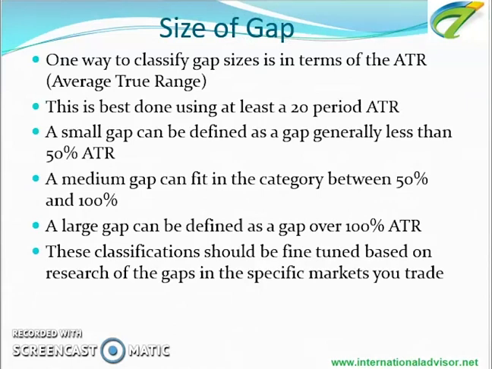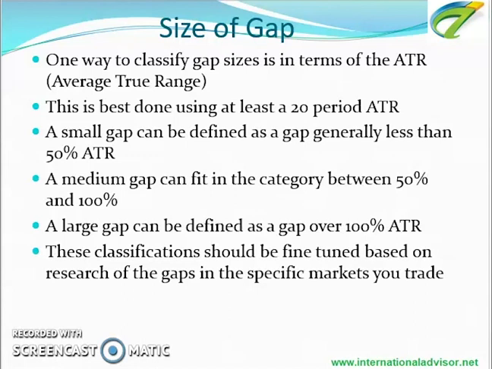Again, one way to classify gap sizes is in terms of the ATR. This is best done using at least a 20 period ATR. Generally it's 14 days. So in this case, if you have to watch for the gaps, you can change the parameter, go to the average true range indicator and modify it to 20 periods.